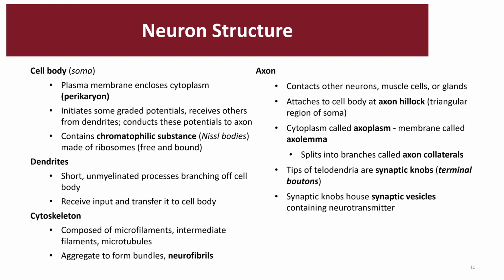It is a long emanating process from the cell body that touches a neuron, a muscle cell, or even a gland cell. The neck region, called the axon hillock, emerges from the cell body, and it contains no chromatophilic substances at all. The cytoplasm of the axon is called the axoplasm. The outer membrane is called the axolemma, and they can be split into the axon collaterals. At the very end tips, these synaptic knobs contain the neurotransmitter, also known as the terminal bulbs.